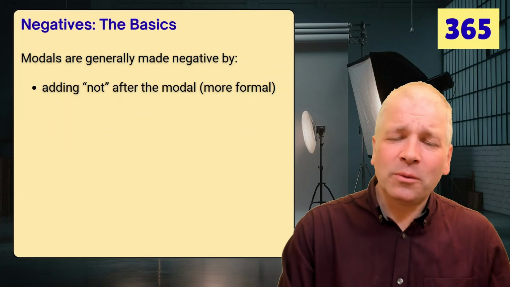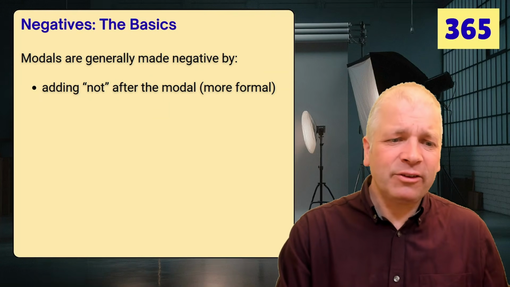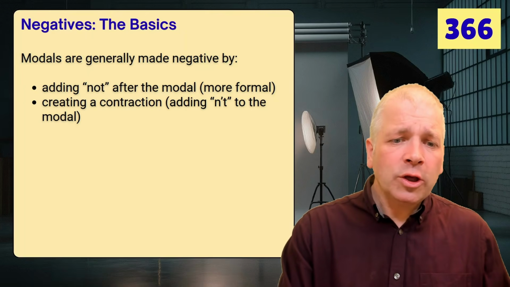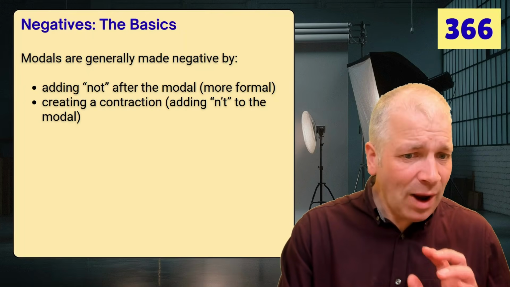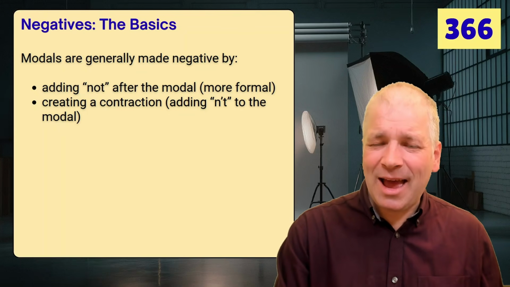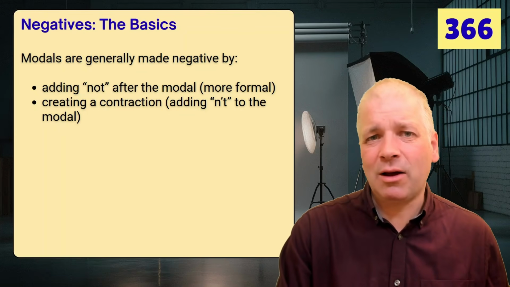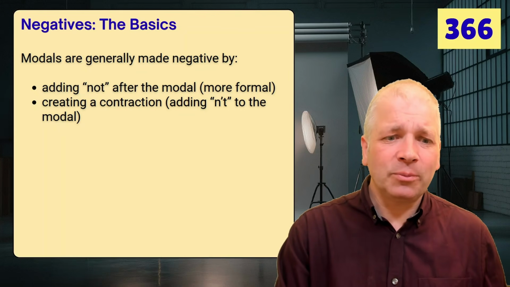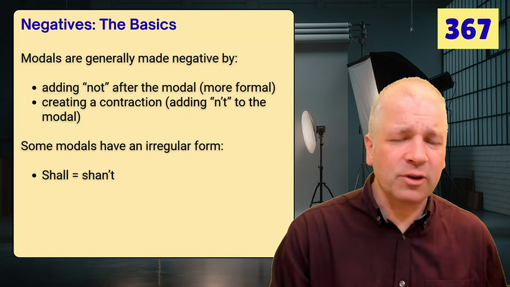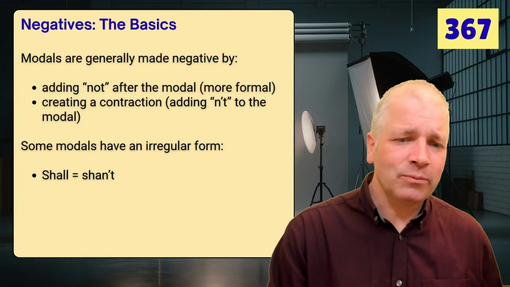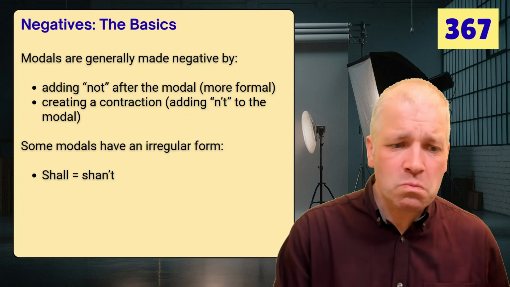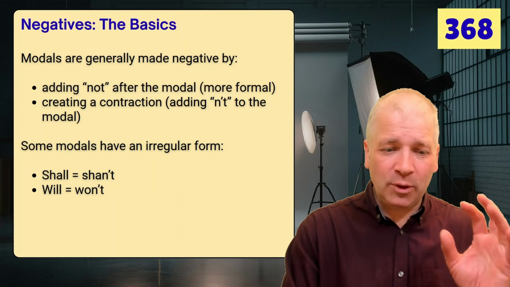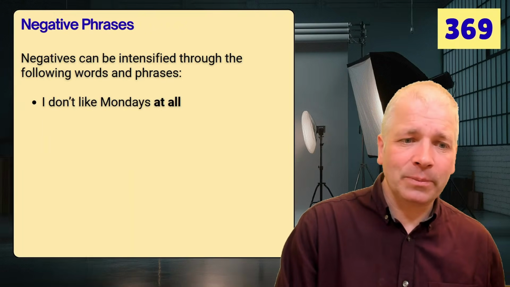Modals are formed differently because they are generally made negative by adding not after the modal, or you can sometimes create a contraction after the modal by adding n apostrophe t, like can't, mustn't, mightn't, couldn't. But there are some irregular forms. Shall becomes shan't for the contraction, and will becomes won't. With not, they're the same: shall not, will not. But with the contractions, shan't and won't.